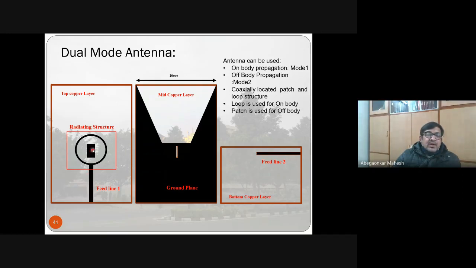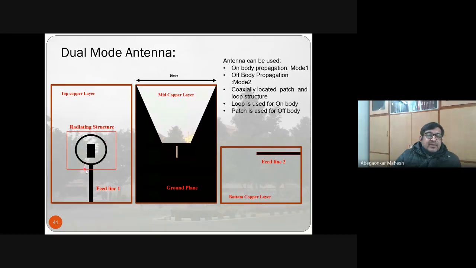There are three layers: layer 1, layer 2, and layer 3. This patch antenna is aperture coupled. You can see in the ground there's a small opening, which is called an aperture. This patch antenna is excited by this aperture, and this ring is excited by this feed line. And this is a mid copper layer, a common ground plane between the two.